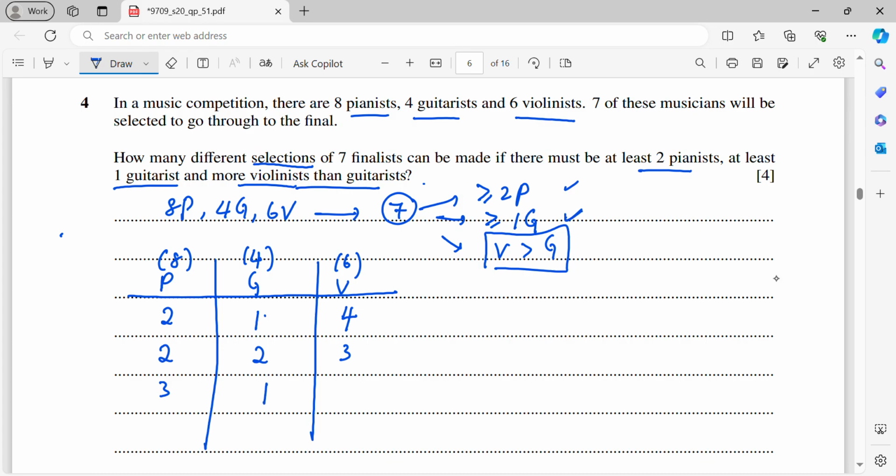3 plus 1 is 4. 4 plus another 3 is 7. Again, 3 is greater than 1. V is greater than G.